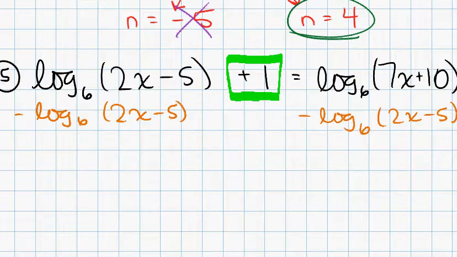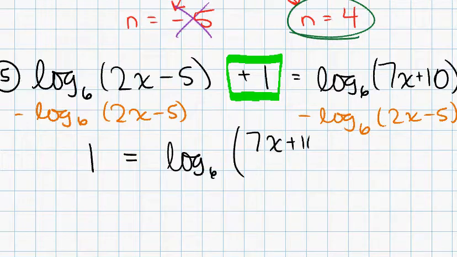So now we have 1 on the left. And on the right, we have logarithms being subtracted. That is one of our properties. Subtracting two logarithms is the quotient property. So we are going to change this into a division problem. So it becomes log base 6 of the quotient, 7x plus 10, over 2x minus 5. And now this problem's like the last one. You need to rewrite it as an exponential. Please do so.